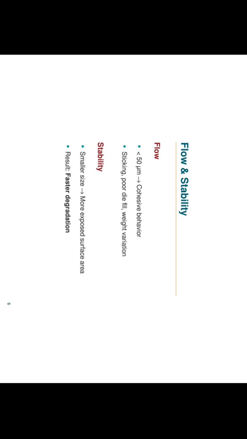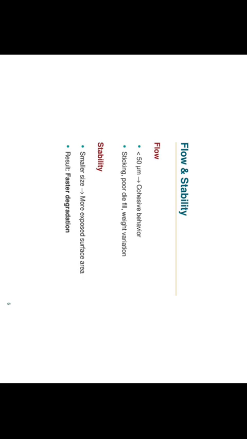Below about 50 microns, particles stop behaving like sand. They start behaving like dust. Cohesive forces dominate below 50 microns. Particles stick to each other and to surfaces. So powders bridge, stick to the hopper wall, and enter dies inconsistently, resulting in weight variation.